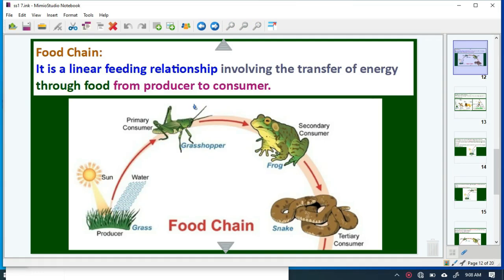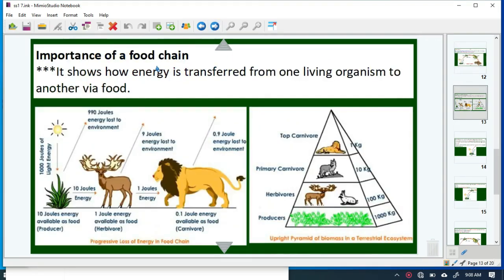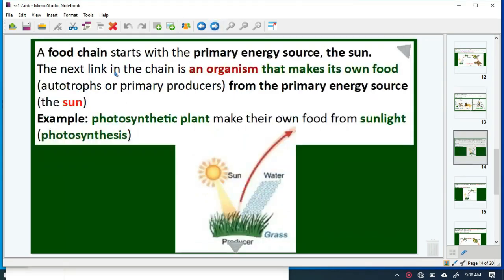Food chain is a linear feeding relationship involving the transfer of energy through food from producer to consumer. It is made up of not more than 5 members. Food chain is important because it shows how energy is transferred from one living organism to another via food. A food chain starts with the primary energy source, the sun. The next link in the food chain is an organism that makes its own food from the primary energy source, the sun. Example: the grass. A photosynthetic plant makes its food from sunlight energy.